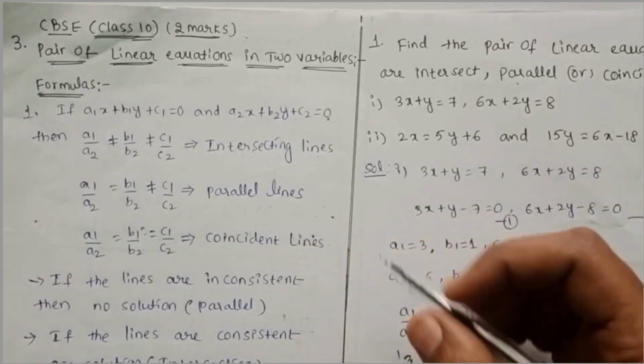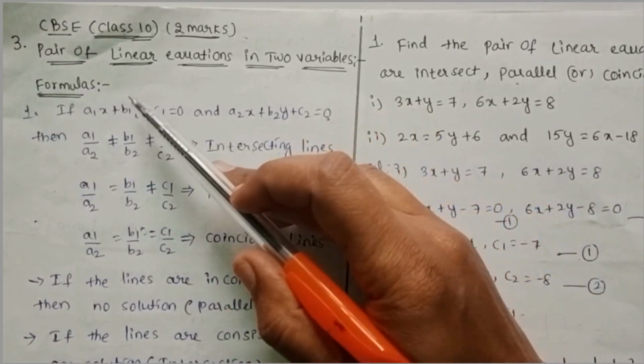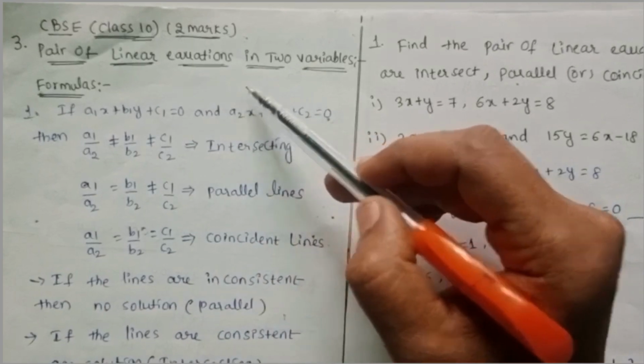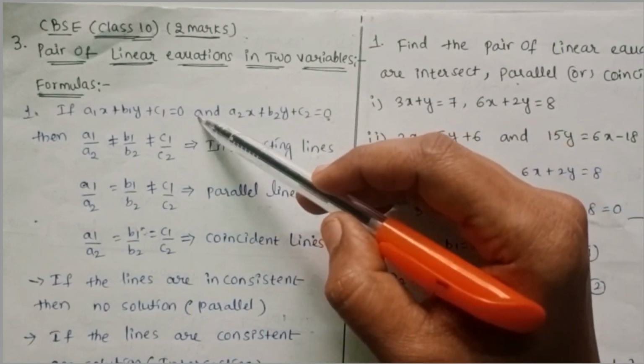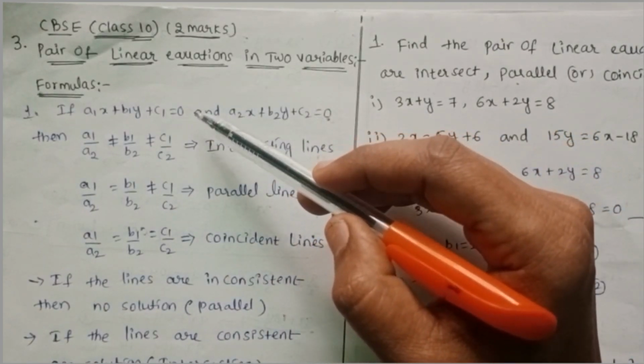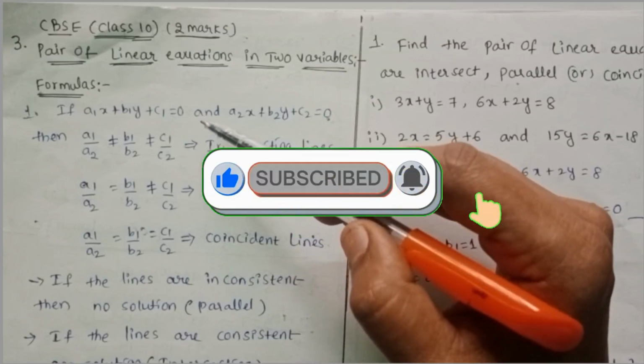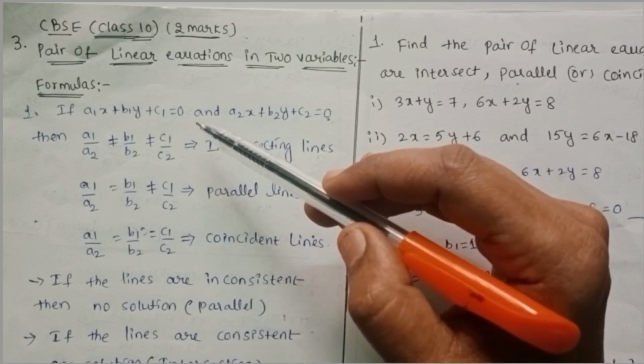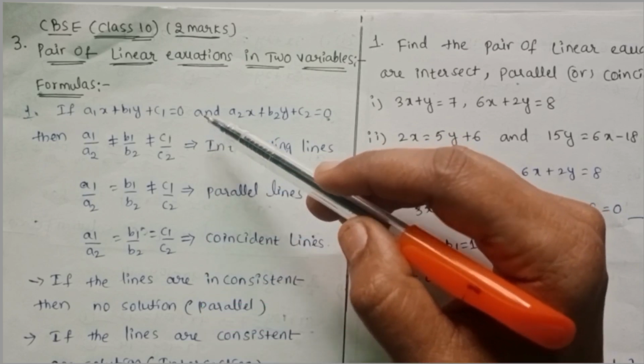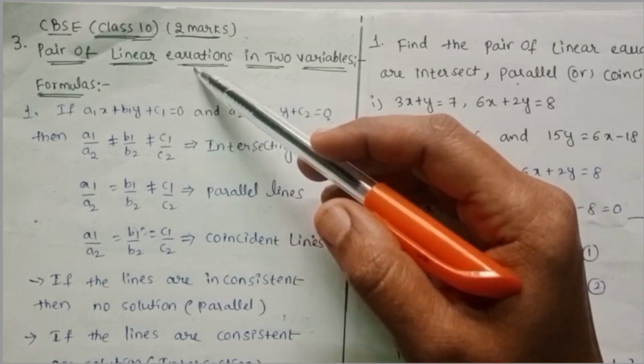Hi children, today our topic is from the third chapter, pair of linear equations in two variables, 2 marks questions. In the last video we discussed the second chapter, that is polynomial important questions. Please check the video on my YouTube channel. See here, 2 marks questions.